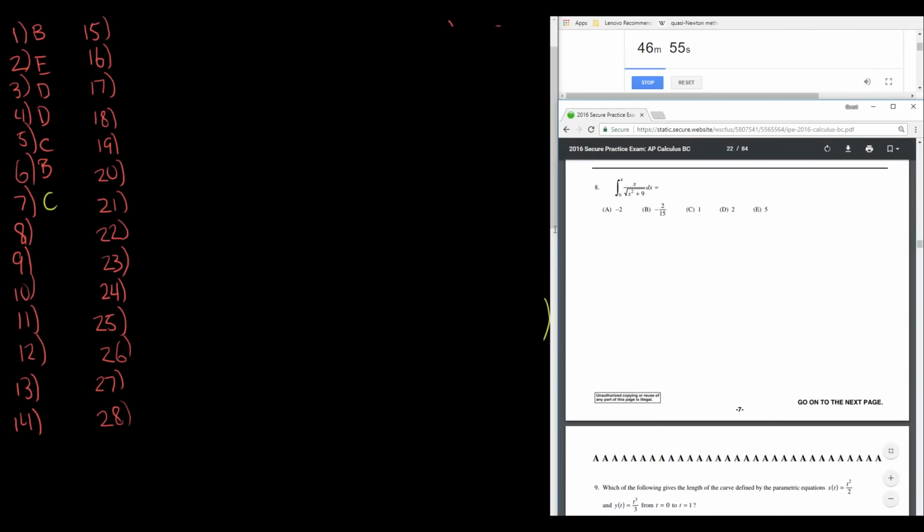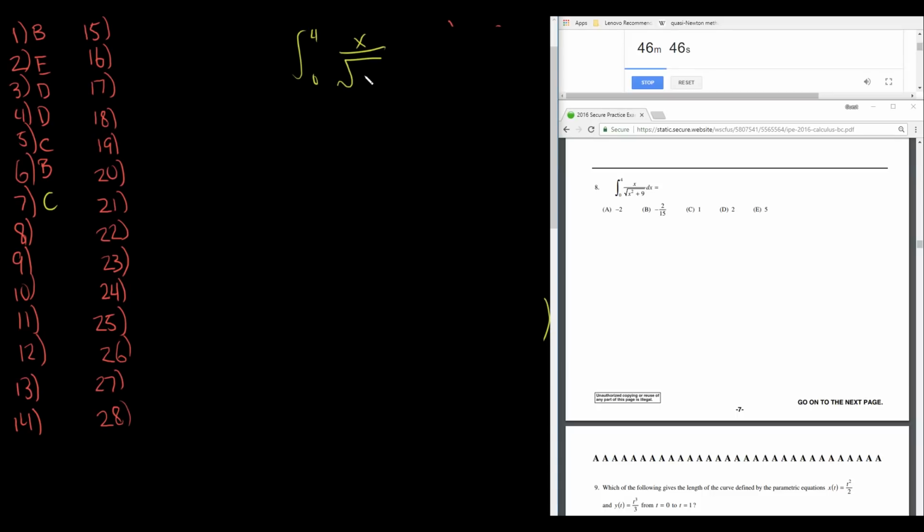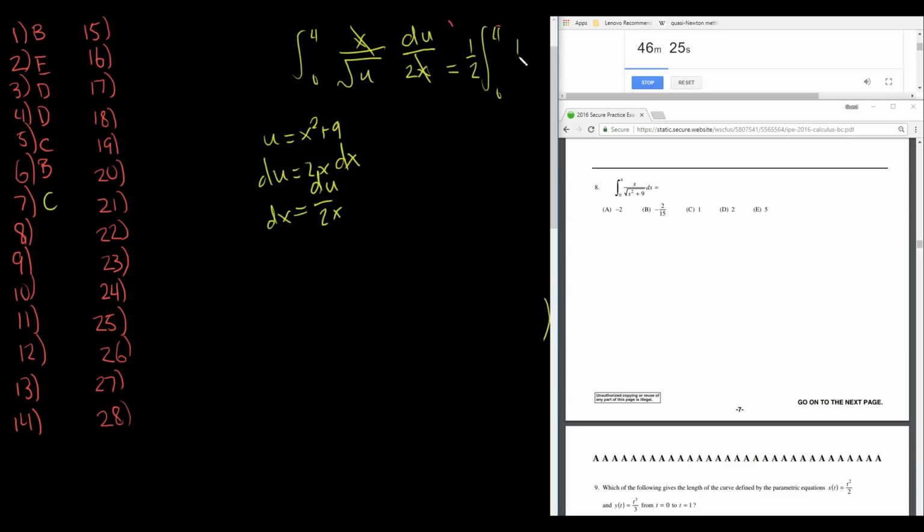Alright, find this integral. This is a u substitution, because you've got a derivative of a function. So u is going to be x squared plus 9, so we're going to have the integral 0 to 4, and I'm not changing the bounds, just to save time, the square root of u, and then if u equals x squared plus 9, du equals 2x dx, so dx equals du divided by 2x, and then the x's go away, and we're left with 1/2, taking that half out, times the integral from 0 to 4 of 1 divided by square root of u du.